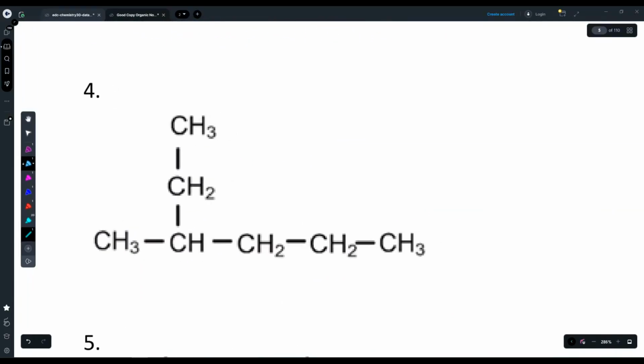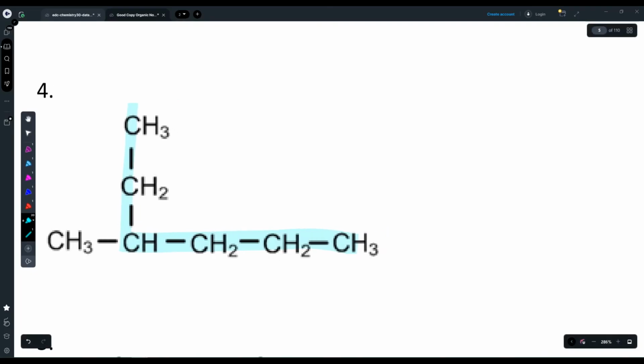Okay, moving on to this next one here. So if I designate this as my parent chain, we have 1, 2, 3, 4, 5 carbons in this parent chain. Okay, but let's see, if I go like this, I have 1, 2, 3, 4, 5, 6 carbons in my parent chain. So this is the longest continuous chain. That's what I go with.